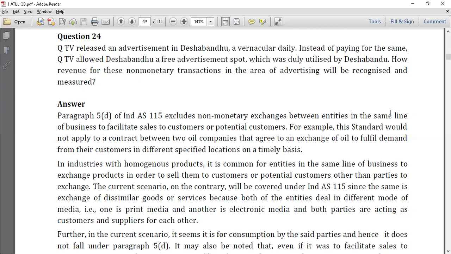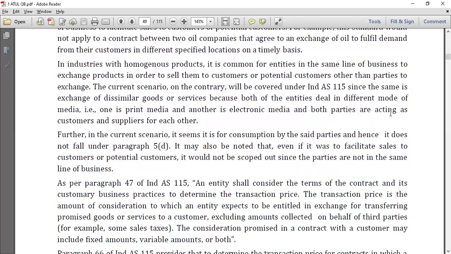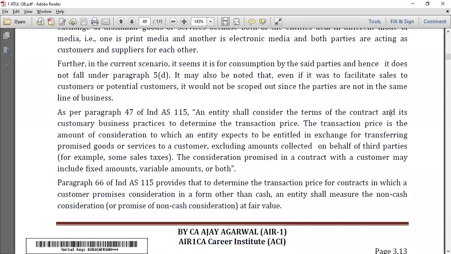Now, if you see the current scenario, the consumption by the said parties is not to facilitate sale to the customers. For example, oil companies will exchange to facilitate the sale to their potential customers. But here, this ad agency company and this newspaper company are exchanging not to facilitate sales, so it will not fall under that criteria to determine the transaction price.